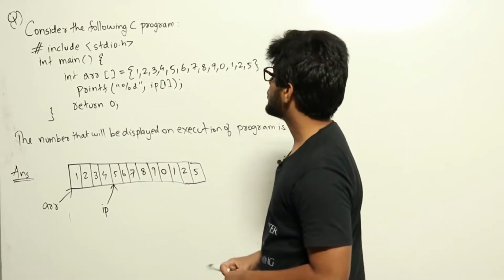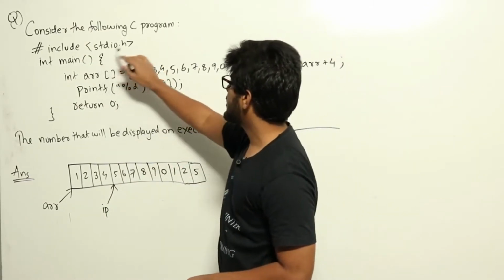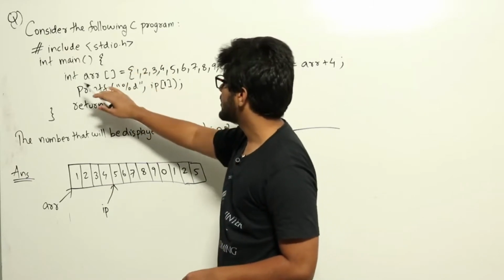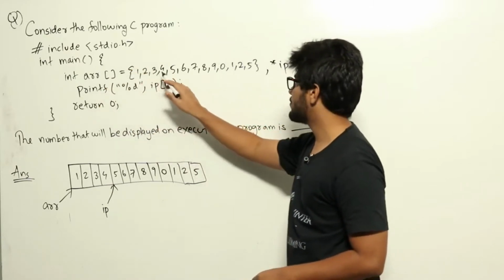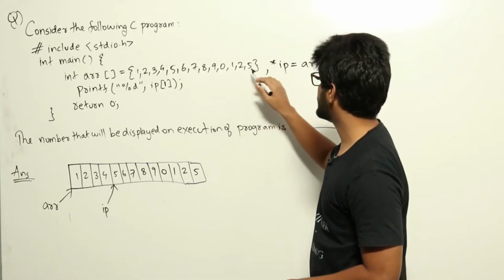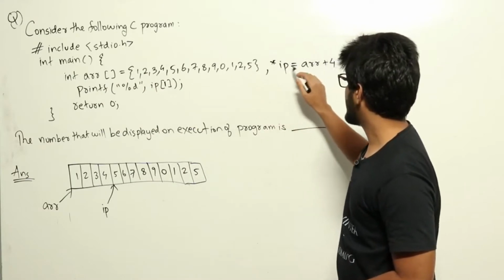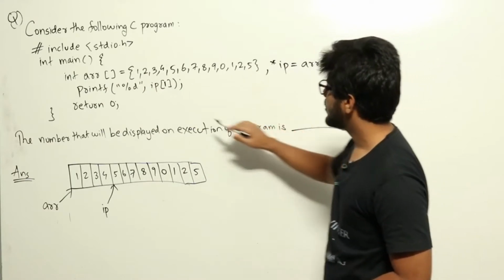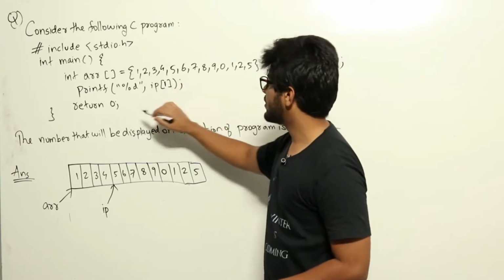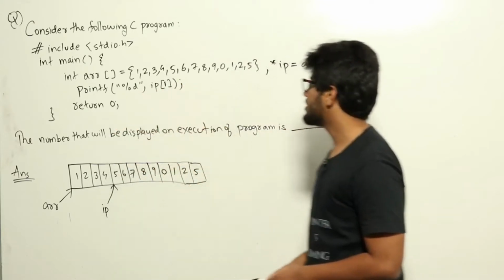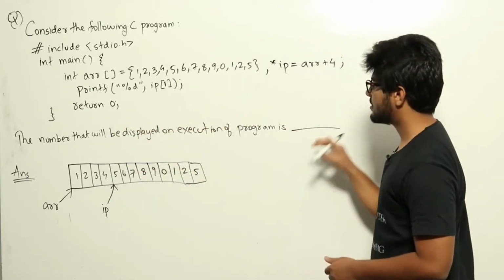Consider the following C program. #include <stdio.h> int main() { int arr[] = {1, 2, 3, 4, 5, 6, 7, 8, 9, 0, 1, 2, 5}, *ip = arr + 4; printf("%d", ip[1]); return 0; } The number that will be displayed on execution of the program is ___.